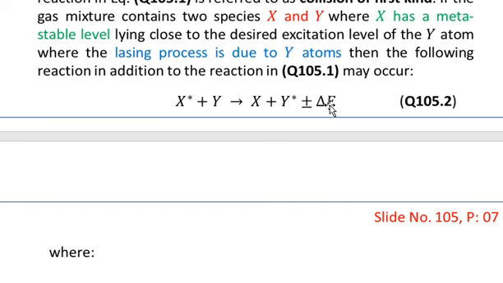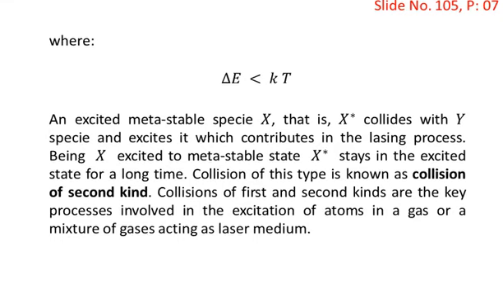So delta E is the small difference in energies between the X star species and the Y star species. If the X star species is greater than the Y star species in energy, then we can have plus delta E. And if the X star species has an energy lower than the Y star energy, then we can have minus delta E, where the condition is that delta E, the change in energy between the excited X star and the excited Y star, should be less than kT, where kT is the thermal energy available in the environment.